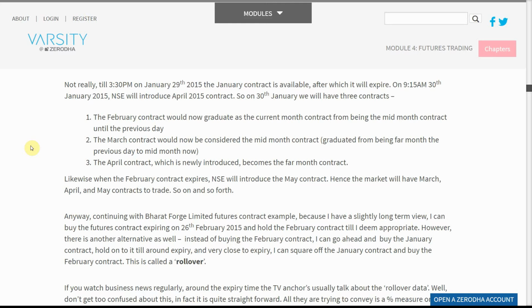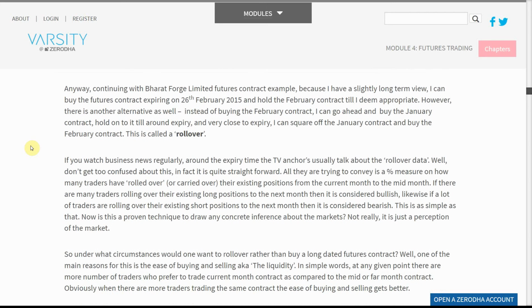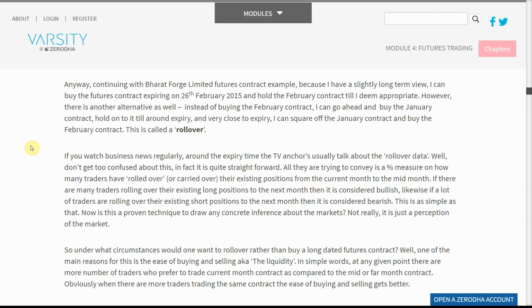Likewise, when the February contract expires, NSE will introduce the May contract. Hence the market will have March, April, and May contracts to trade. So on and so forth. Anyway, continuing with the Bharat Forge Limited futures contract example. Because I have a slightly long-term view, I can buy the futures contract expiring on the 26th of February 2015 and hold the February contract till I deem appropriate.